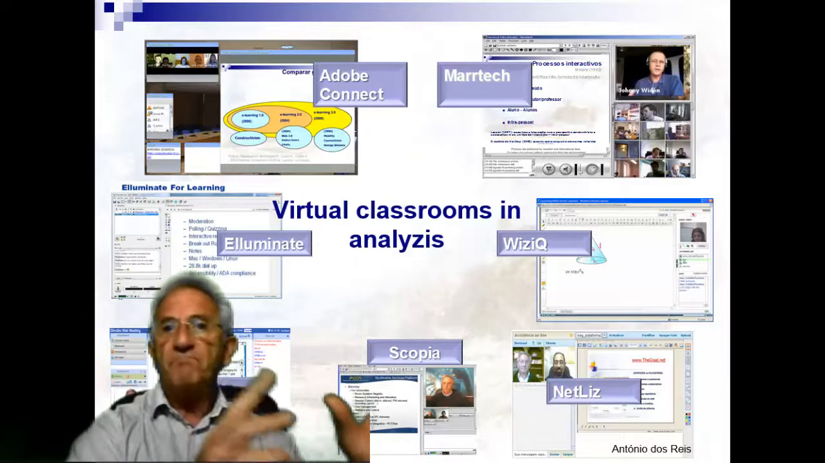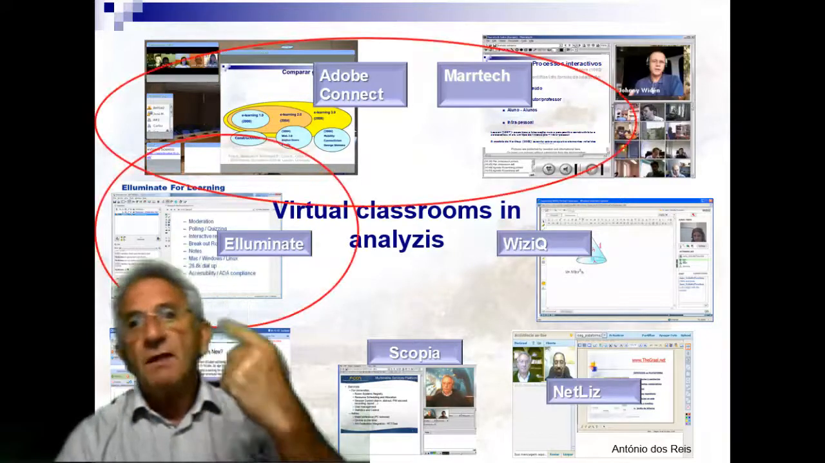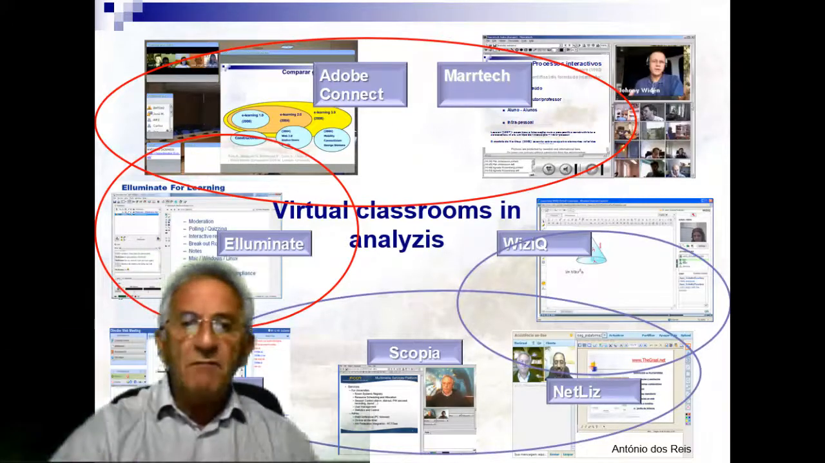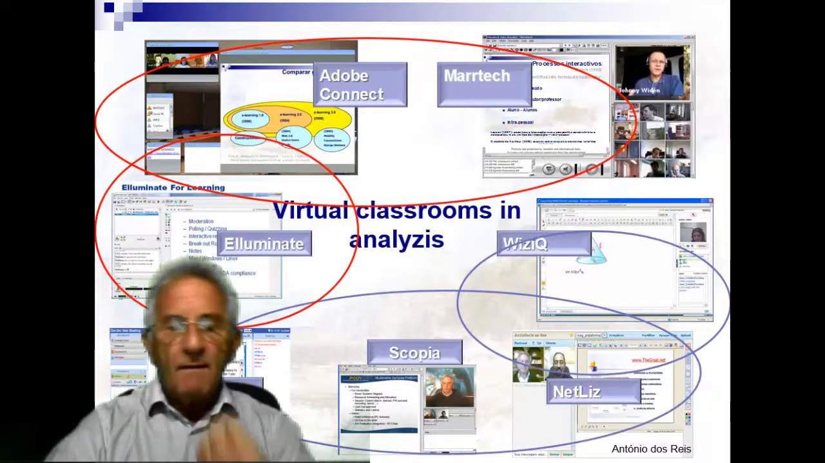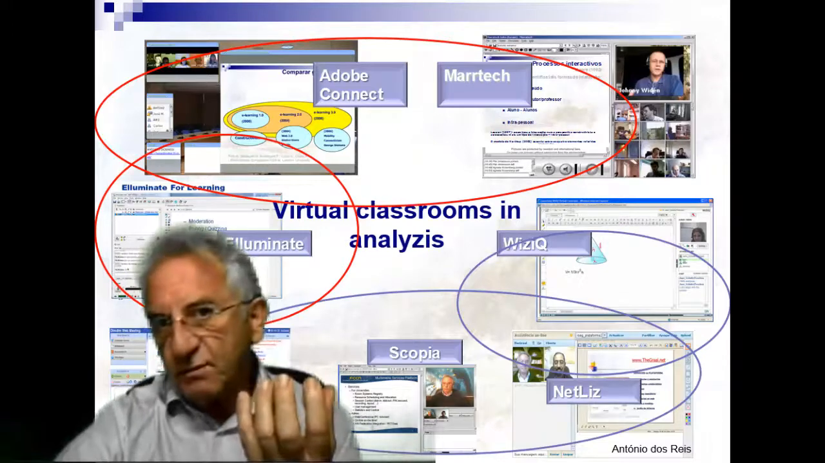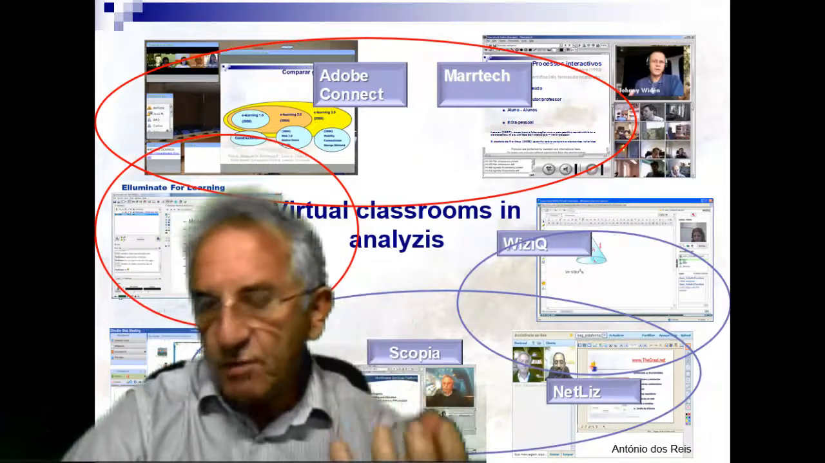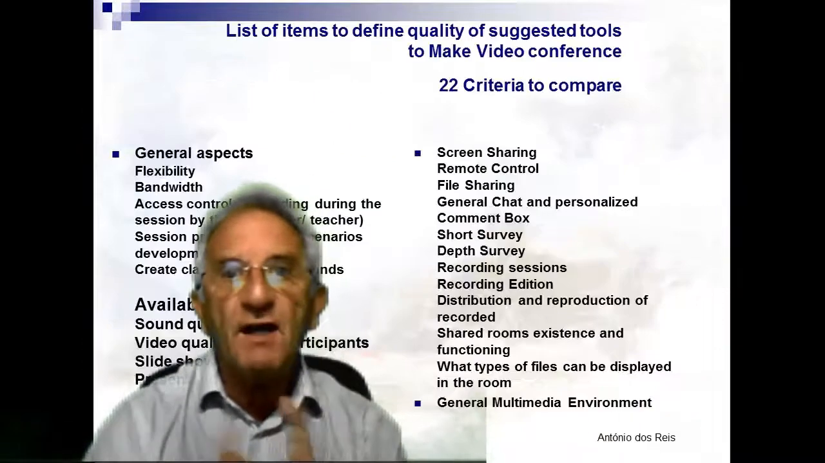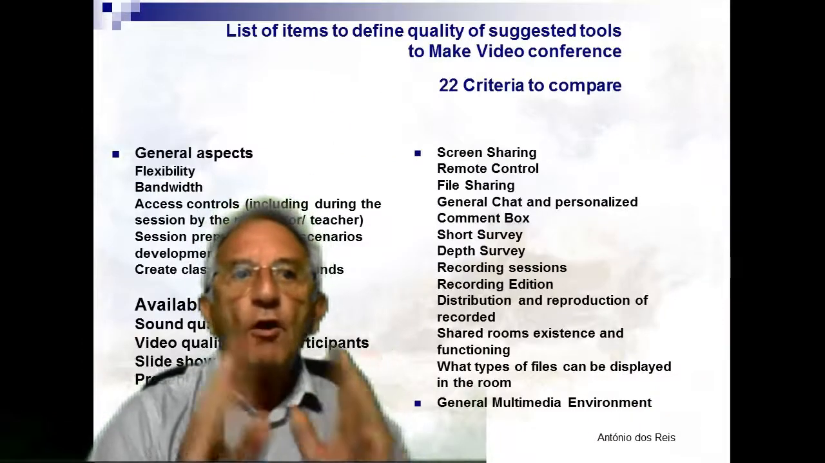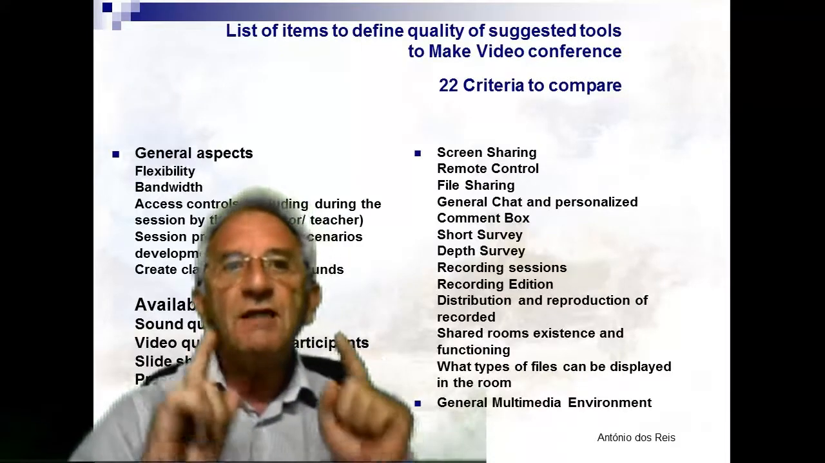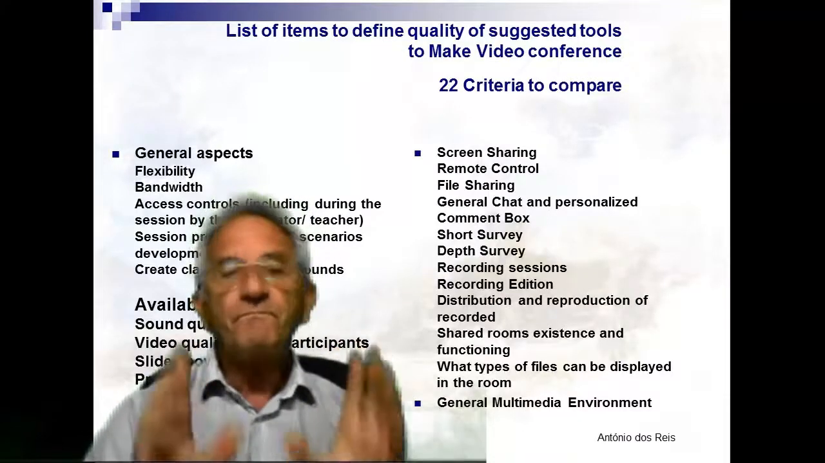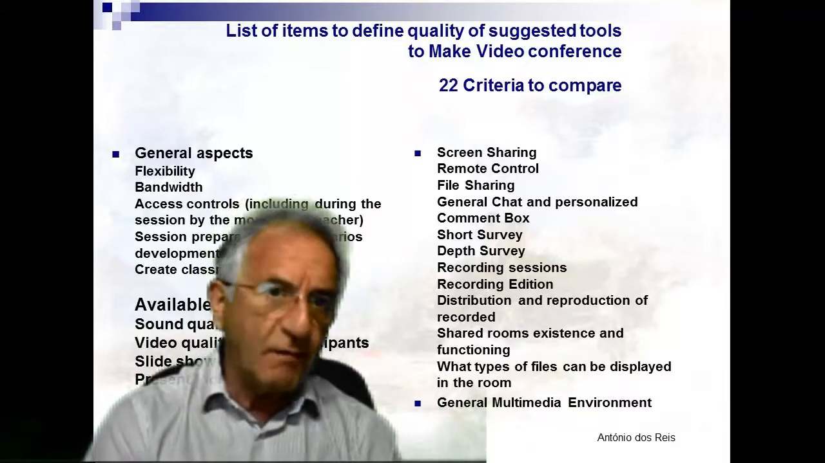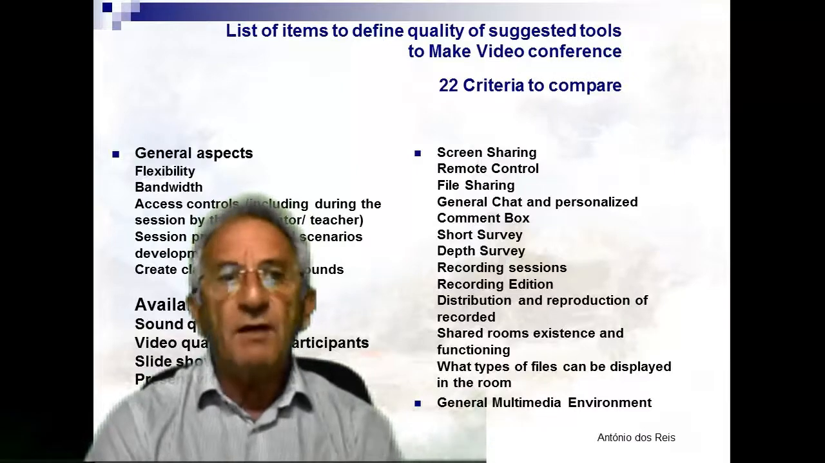I have compared Adobe Connect, Illuminate, WiZiQ and DimDim and several others. First of all, it's difficult to make a comparison among all these items. But if you define a couple of items that define quality, it's easy to make. I have found 22 types of ingredients to define quality.